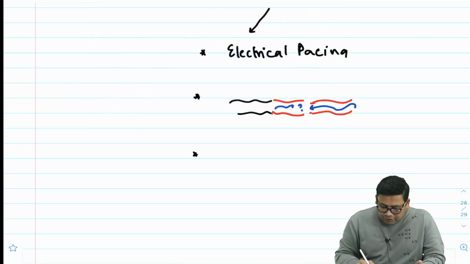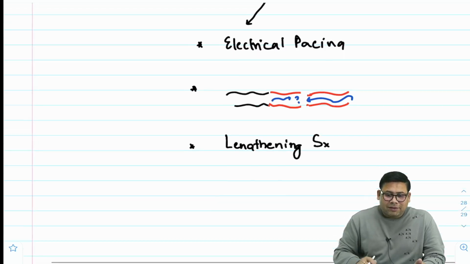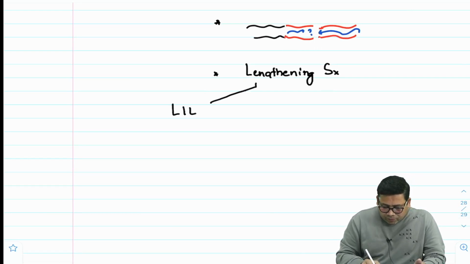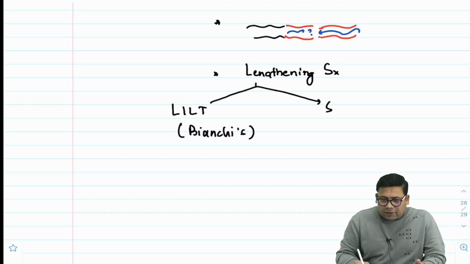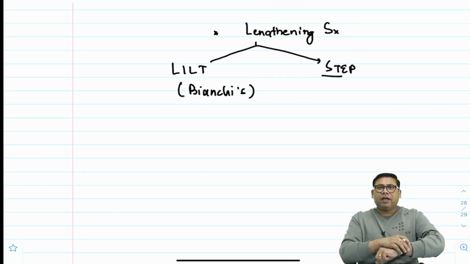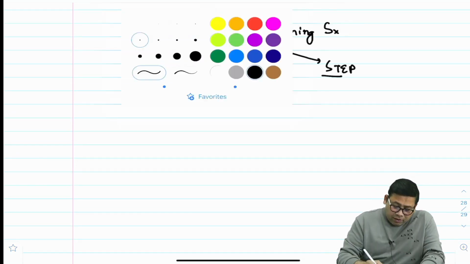And the third is the lengthening surgeries. When you talk about lengthening surgeries, what are the two classical lengthening surgeries we have? The first is LILT. LILT is also known as Bianchi's procedure, and the other one is known as STEP. So we have LILT and we have STEP. They are very important.